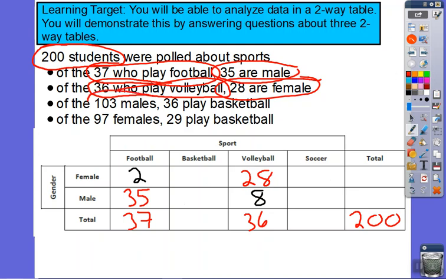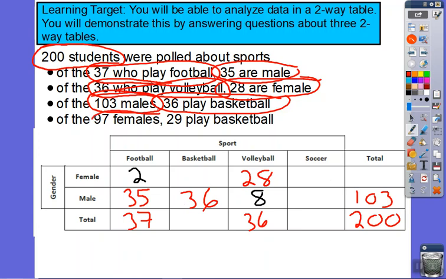Okay, now we're going on to of the 103 males. Oh, so now we're going sideways. So the total for males, so follow males all the way over to the total, that is 103. Of those, 36 play basketball. So over here on males and basketball is 36.